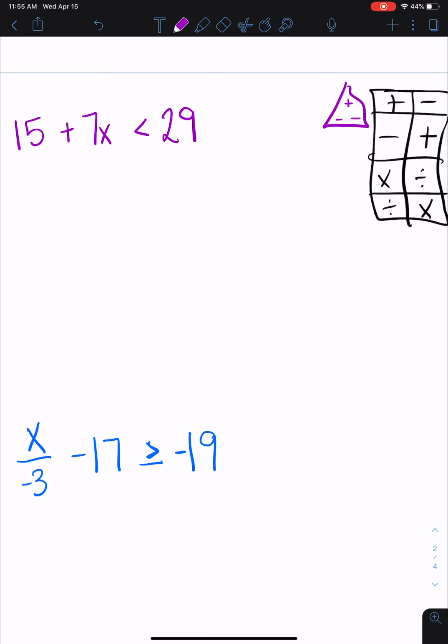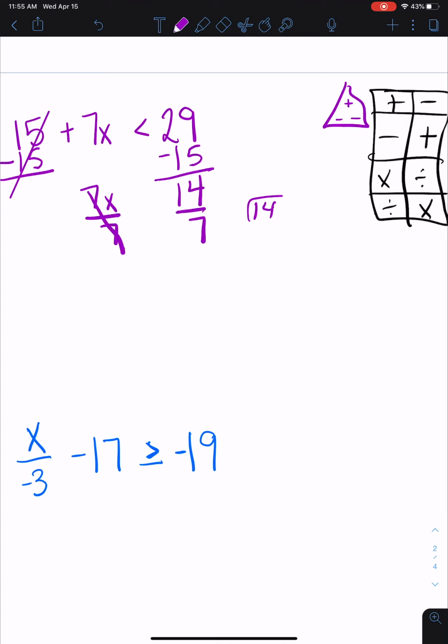So 15 plus 7x is less than 29. I'm going to isolate my x, which means I need to subtract 15. 15 minus 15 is 0. 29 minus 15 is 14. And I still have 7x. Divide by 7. 14 divided by 7 is 2. So I have x is less than 2. I did not divide by a negative, so my symbol is going to stay the same.